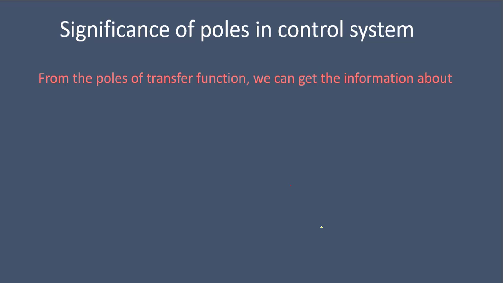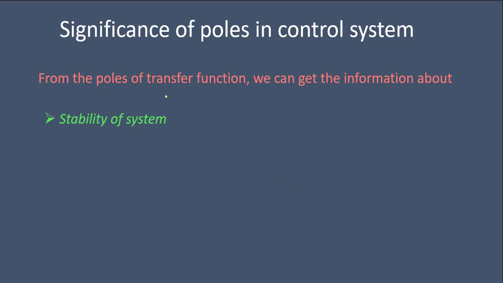So in the last lecture we discussed the types of poles. Now let us discuss the significance of poles in control system. This is one of the most important lectures in the basics of control system. From the poles of a transfer function, what information we can get, we are going to discuss in this lecture.